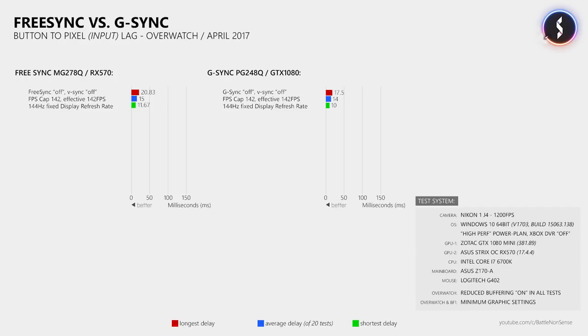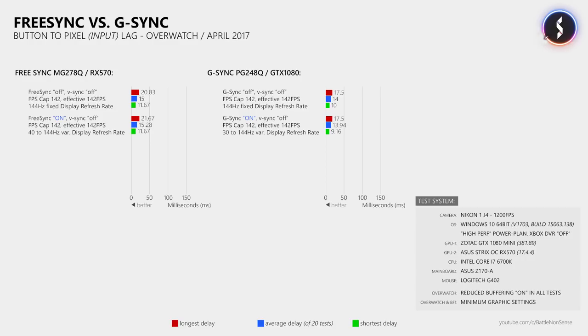So, with FreeSync active at 142fps, we get an average delay of 15.28 milliseconds. And with G-Sync active, I measured an average delay of 13.94 milliseconds. This means no delay increase.